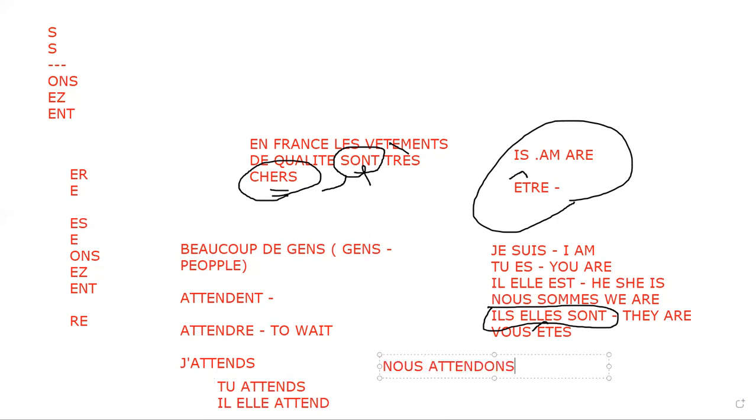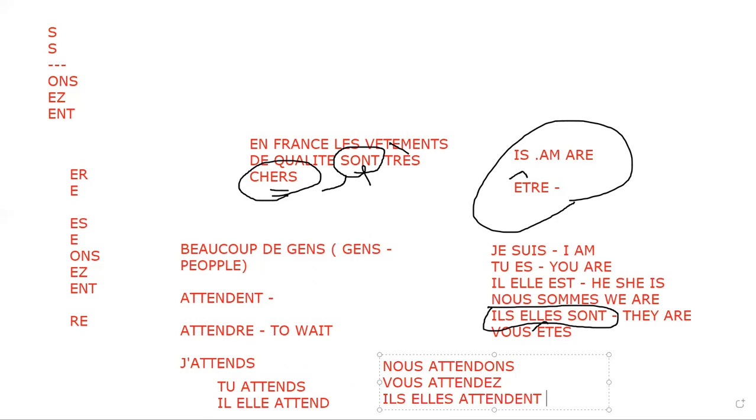Nous attendons. Repeat after me. Nous attendons. We wait. Clear? Vous attendez. Repeat after me. Vous attendez. And il, elle, attend. Repeat after me. Il, elle, attend.